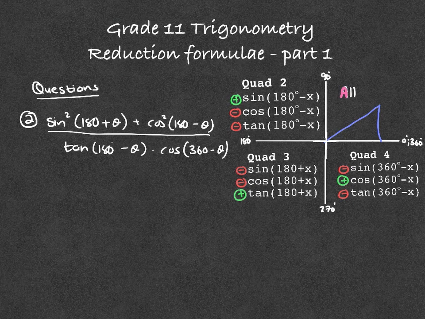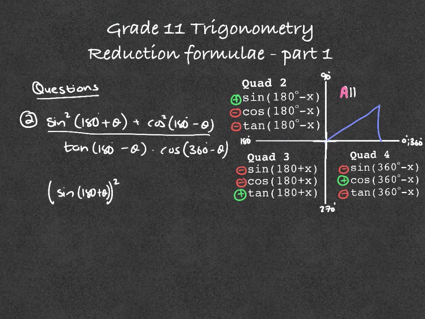So we've got sine square 180 plus theta plus cos square 180 minus theta, and then tan 180 minus theta, divided by cos 360 degrees minus theta. Okay, so what is sine square 180 plus theta? What that simply means is you're going to work out the ratio of sine 180 plus theta, and you're going to square that answer.